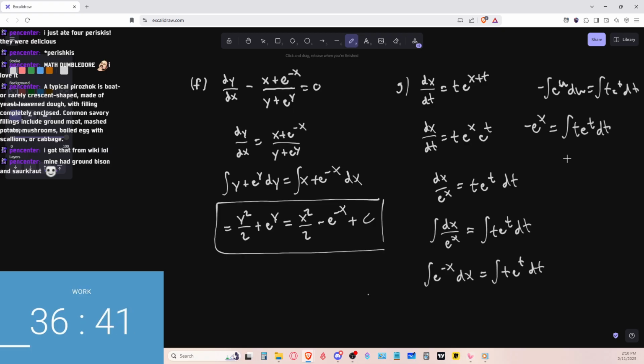I think we could just do tabular with this. So 1, negative 0, plus. Then we take the integral of this, the integral of this. Boom, boom. So now, move it on the bottom now.